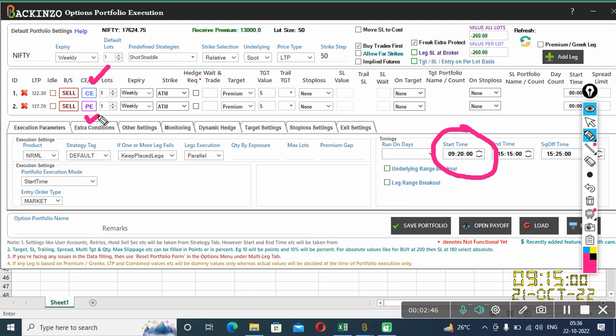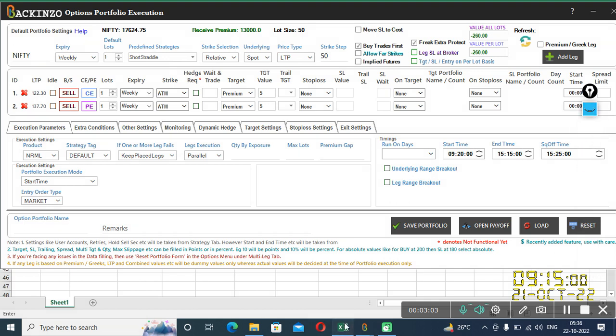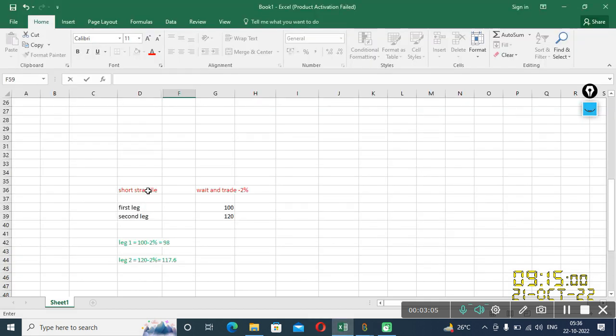Now I'll explain it mathematically over an Excel sheet, so that you can understand it in a better and more efficient manner. So I'll quickly take you to the Excel sheet. As you can see, this is a short straddle, and as we know, it's a two-legged strategy. And herein I have specified wait and trade.